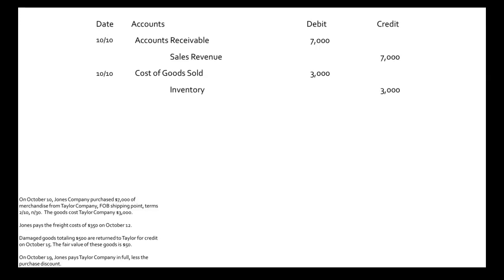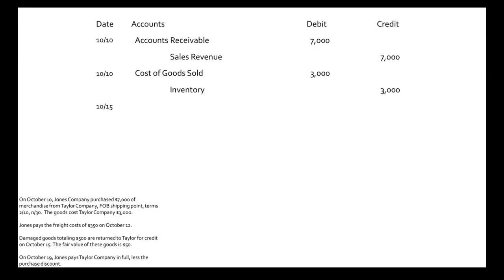So these two journal entries, you're going to see over and over again when a company makes a sale. They first record what they charged their customer, right? The sales price. And then they record what that sale had cost them, the cost of those goods sold, and how much inventory they just sold. Now, on October 12th, Jones pays for the freight costs. We're Taylor Company in this case, so we don't even care that Jones is paying for the freight costs. We don't need to record that.